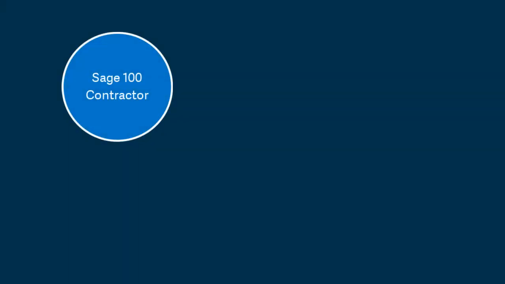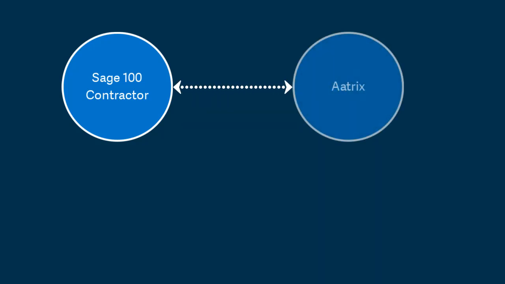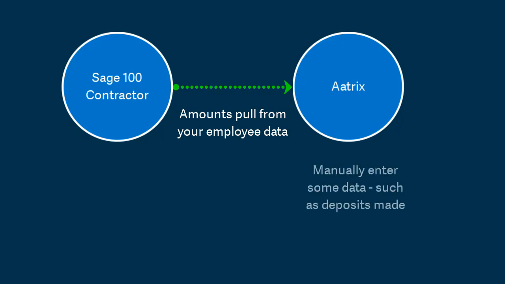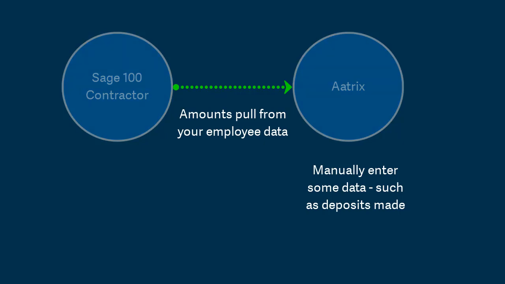Sage 100 Contractor uses an integration with Atrix to generate these forms. The amounts withheld from the employees pull from your Sage software and populate the forms. During the generation process, you will manually enter some information, like the actual deposits made for 941 payments. Let's look at this process.